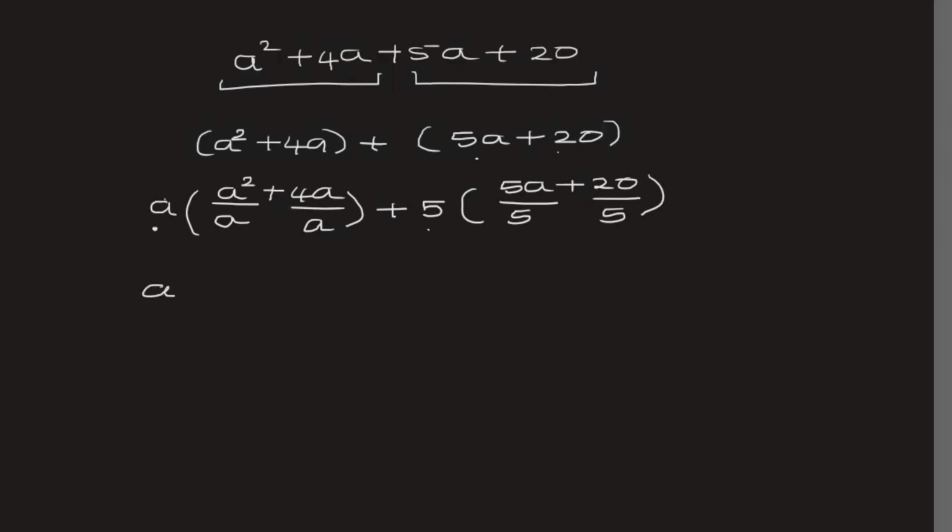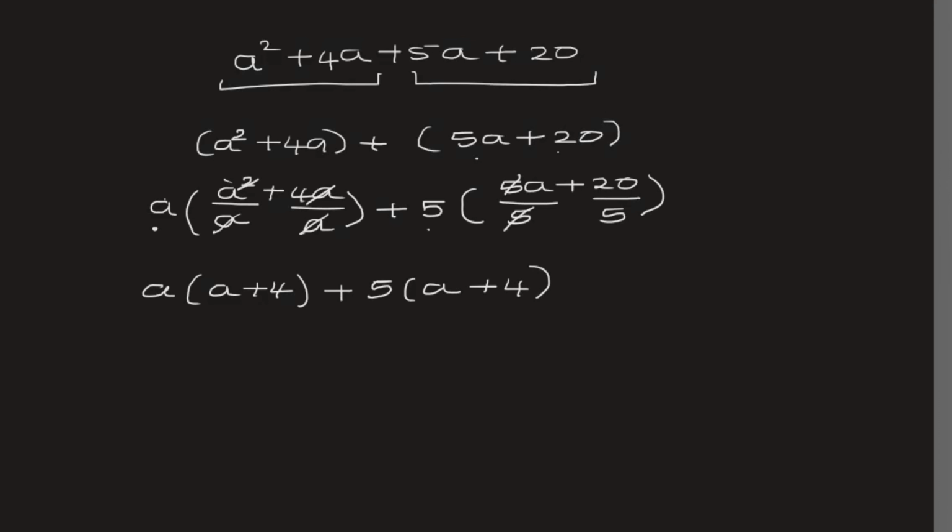We're going to have a, open a bracket, a plus 4, because a and a will cancel out, and then we'll be left with a here, and then a and a will cancel out, then we'll have 4. We'll be left with 4. Plus 5. Now, 5 and 5 will cancel out. We're going to have a here, and then 20 divided by 5, it's going to be 4.